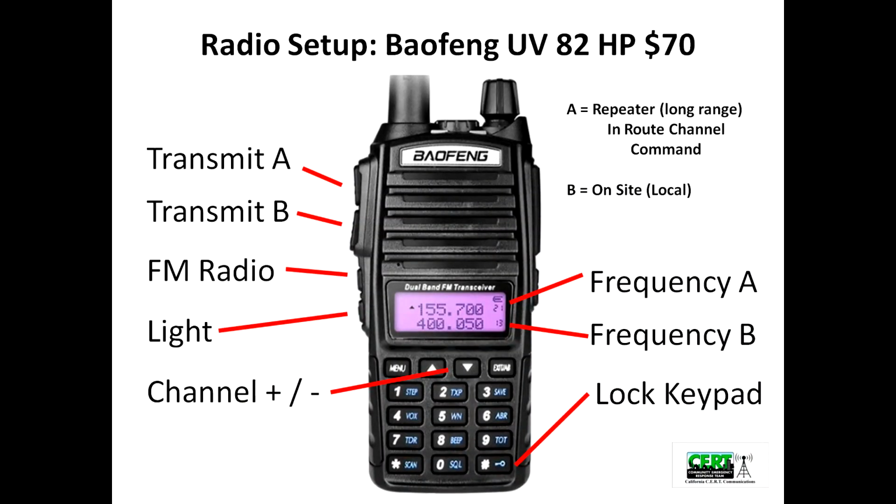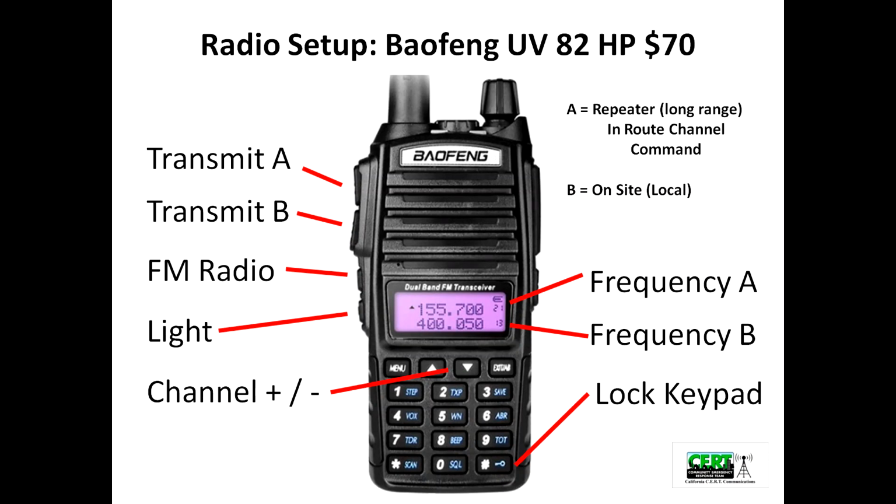The entry-level radio that we recommend for our CERT group here in Stanislaus County is made by Baofeng. It's a UV82HP. They run about $70. I think they're a 6 or 7 watt radio. One thing I really like about this, and why I chose it as an entry-level radio, is that you can monitor 2 frequencies at the same time.